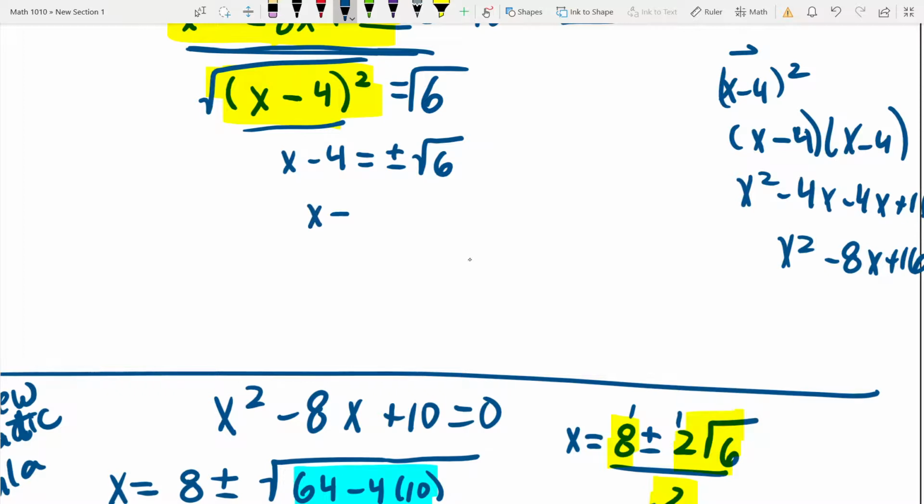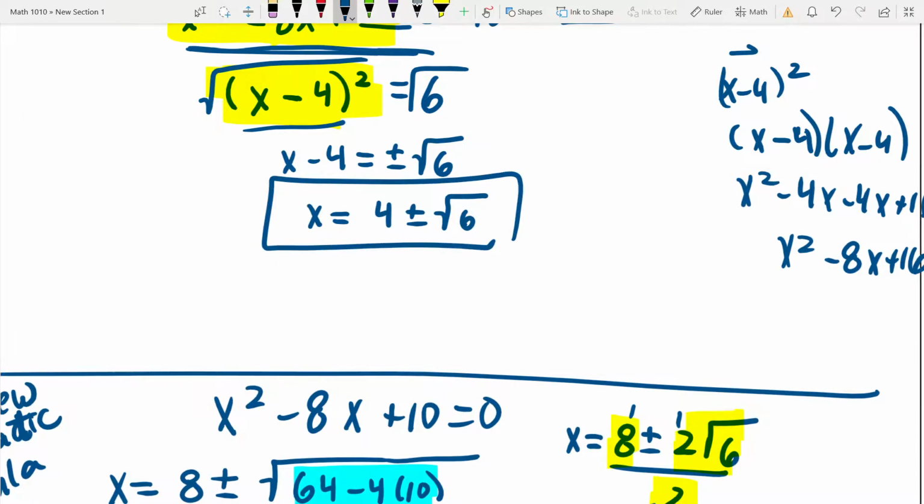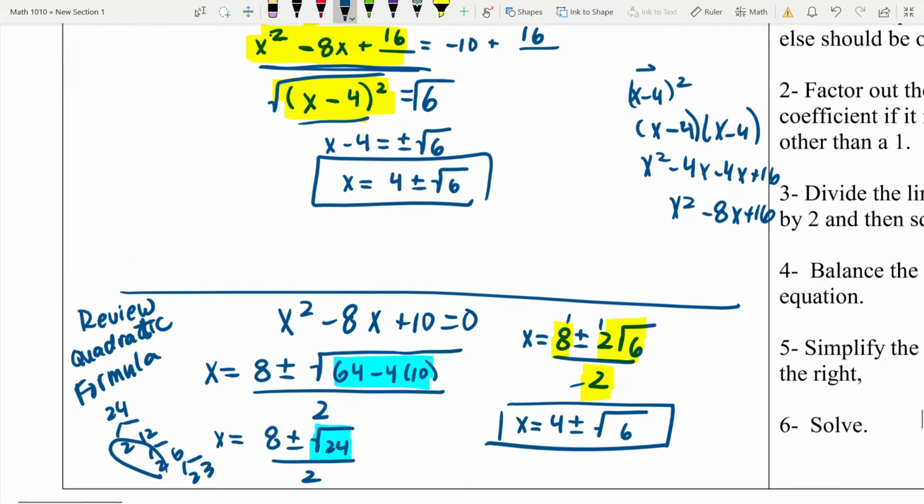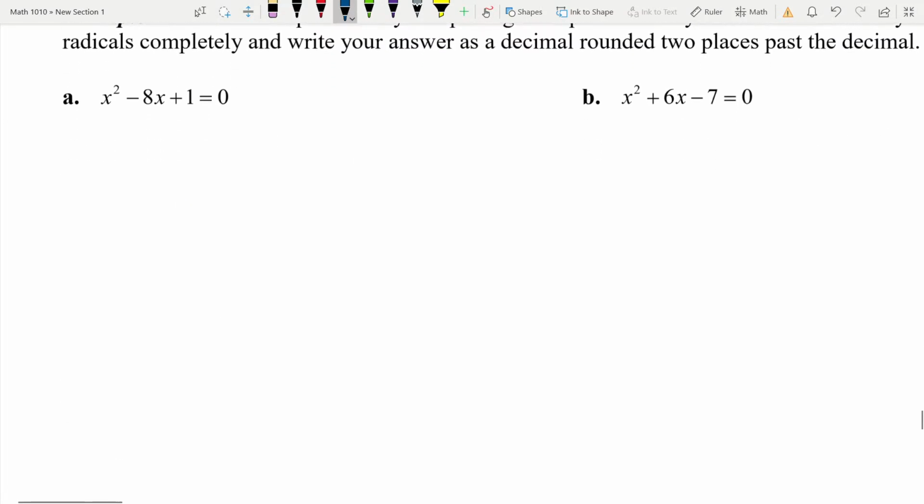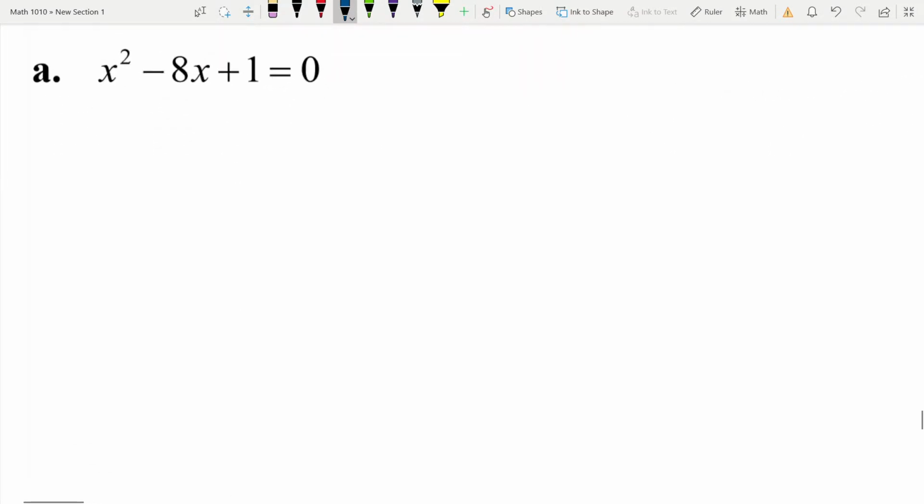Then to solve for x, you move your 4 over, so you have 4 plus or minus the square root of 6. That's your answer. And notice it's exactly the same answer that I got when I did the quadratic formula. Well, of course it's going to be the same answer. It's the same problem. Okay? Okay, let's go ahead and do the next one. We're going to go really slowly so everybody's good.